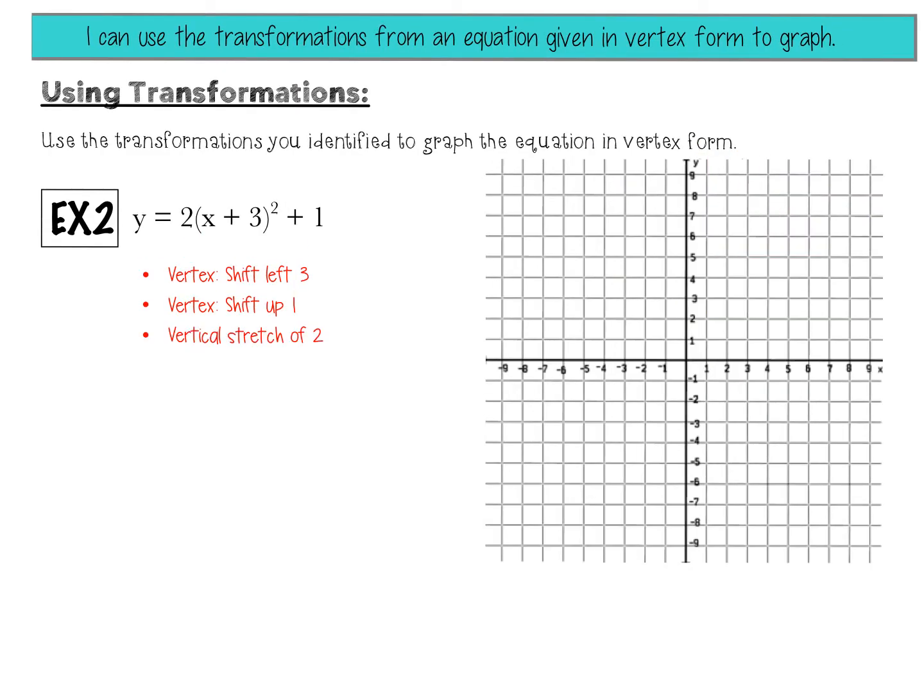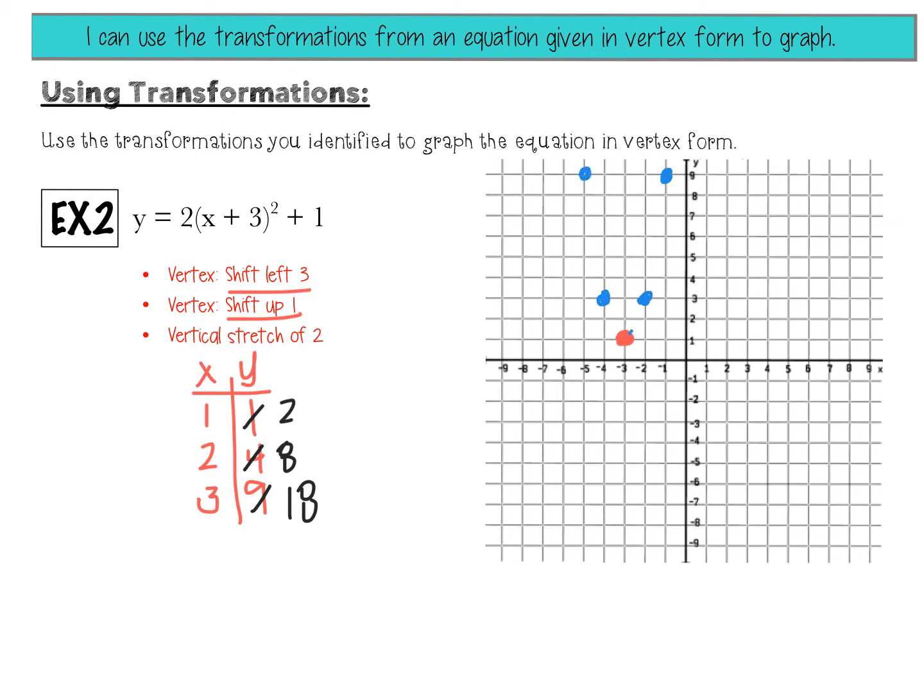All right, so this one had a shift left of 3 and a shift up of 1. So that tells me my vertex, which we had already identified previously, is now at negative 3, 1. And it has a vertical stretch of 2. So I just rewrote my table. Instead of going over 1, up 1, I'm going to go over 1, up 2 from my vertex. Because remember, everything is a movement from my vertex. And instead of going over 2, up 4, I'm going to go over 2, up 8. And then I'm going to reflect those points because I can't go over 3, up 18.